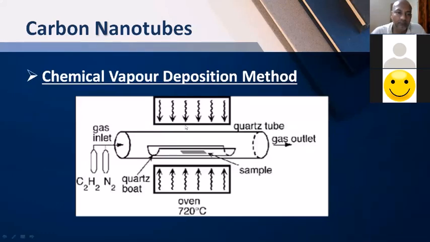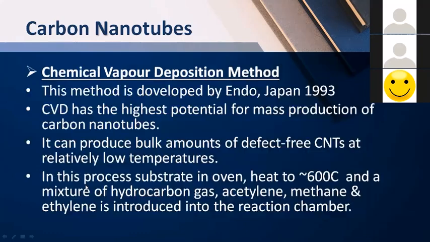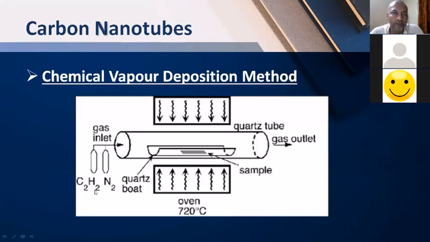Here we introduce the inert gas. In this process, the substrate in the oven is heated to 600 degrees Celsius along with a mixture of hydrocarbon gases. We use hydrocarbon gases like acetylene, methane, and ethylene in this reaction chamber to introduce the chemical reaction. Here, the C2H2 and the N2 are inert.